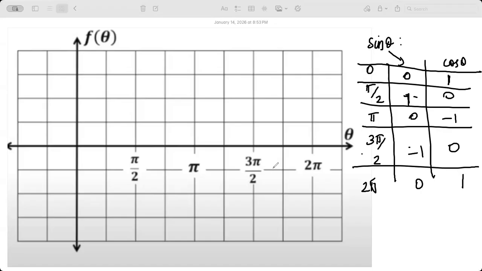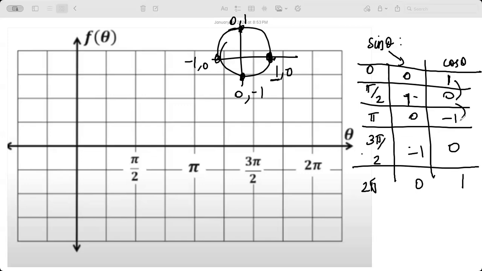Does that make sense, guys? This is how I plot this. I got it literally from the unit circle. On the unit circle, this is 1 comma 0, this is 0 comma 1, this one is minus 1 comma 0, and this one is 0 comma minus 1. So cos is 1, 0, minus 1, 0.